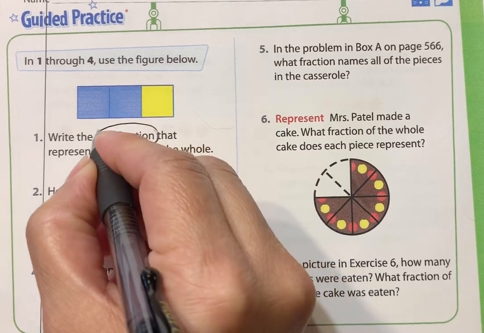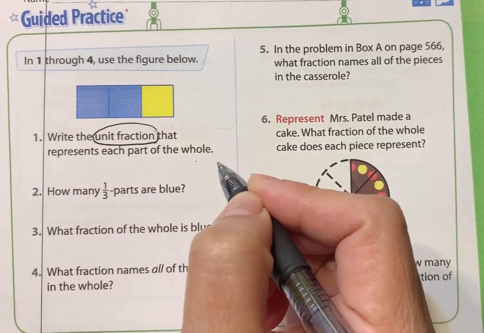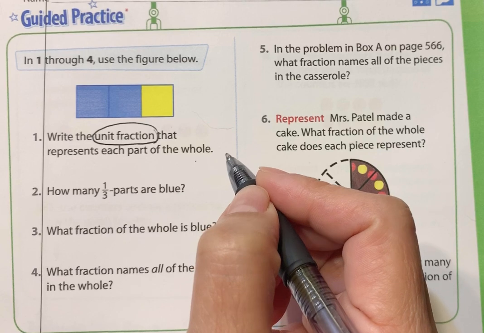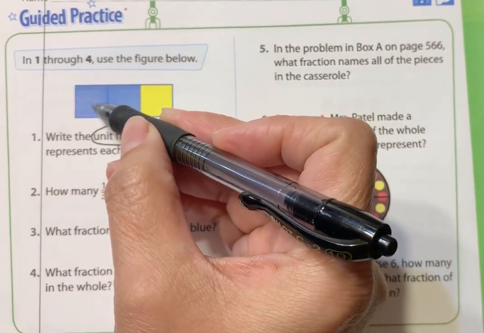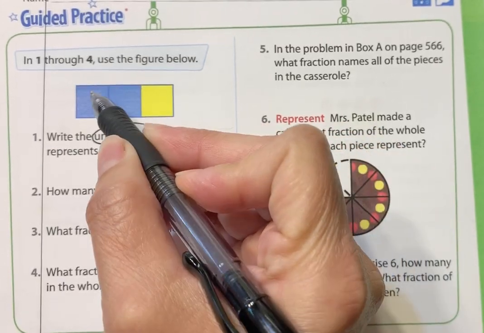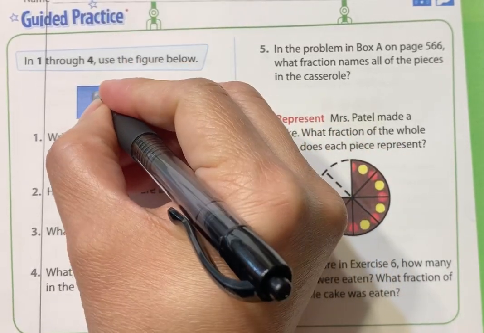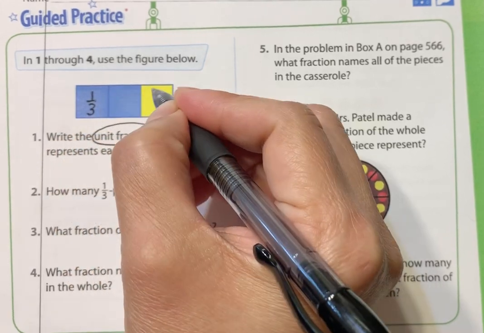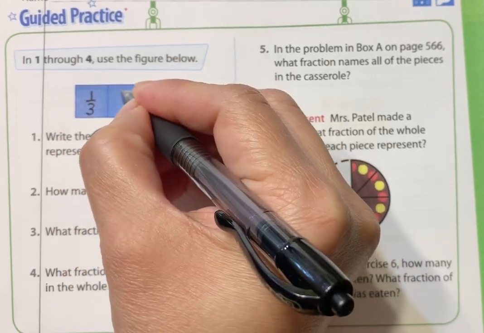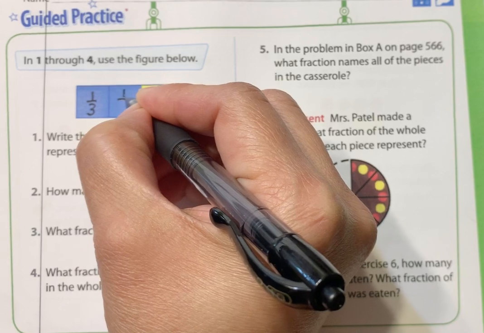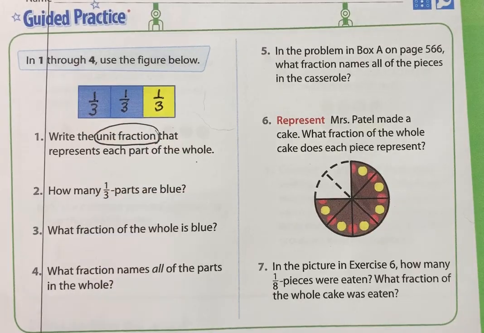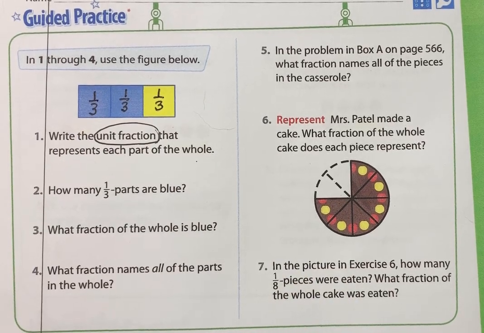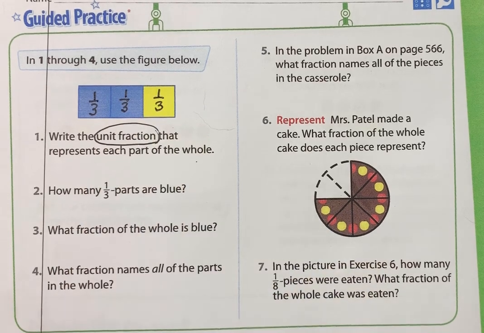Now, it mentions unit fraction, and unit fraction means one part of the whole. Unit means one. And so when I count these, I count 1, 2, 3. But this section right here represents one part out of the 3 that is the whole. So this is 1/3, this one's 1/3 of the whole, and this one's 1/3 of the whole. So my first question is now answered. They asked me to write the unit fractions, and I wrote them inside there.